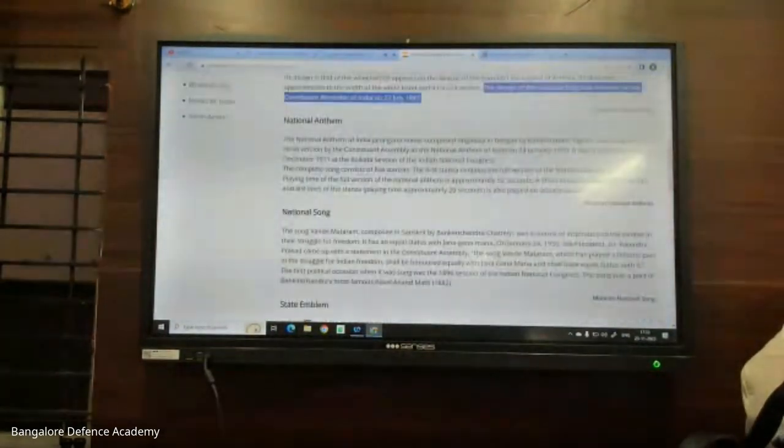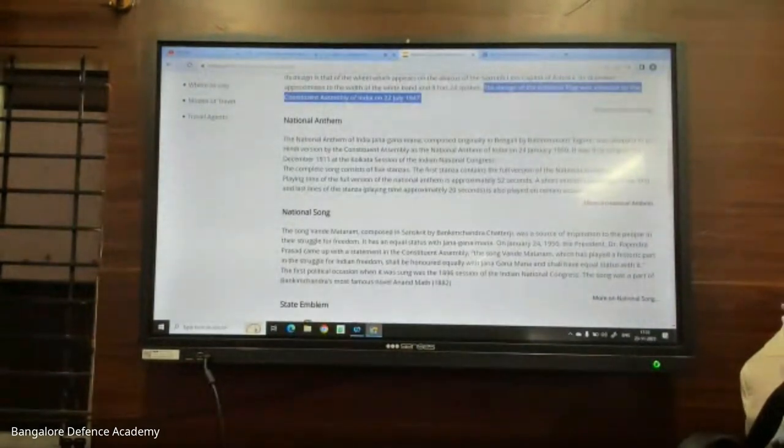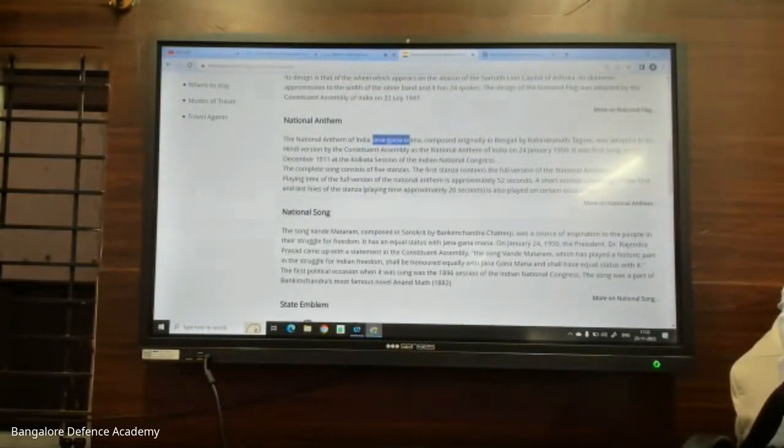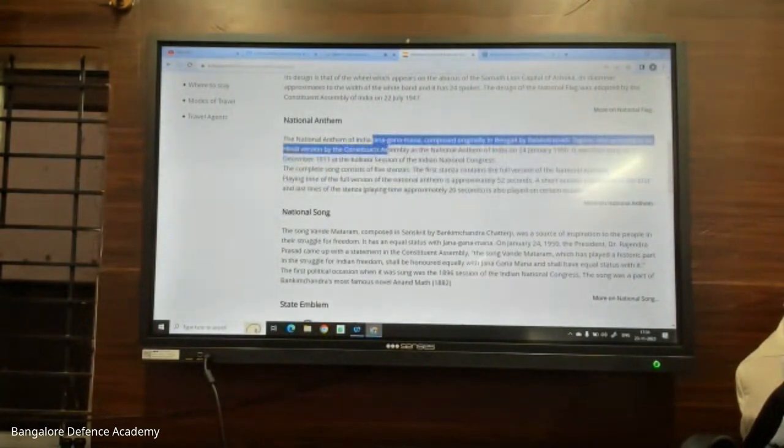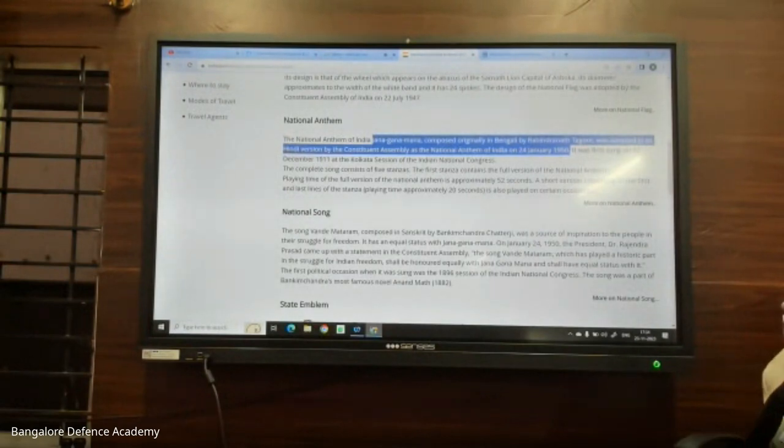Okay, next. National anthem. What is the national anthem? Jana Gana Mana. Look here, eyes on the screen. The national anthem is Jana Gana Mana, composed originally in Bengali by whom? Rabindranath Tagore. And it was adopted in its Hindi version by the Constituent Assembly on 24th of January 1950. Write down. Originally, it is in Bengali.